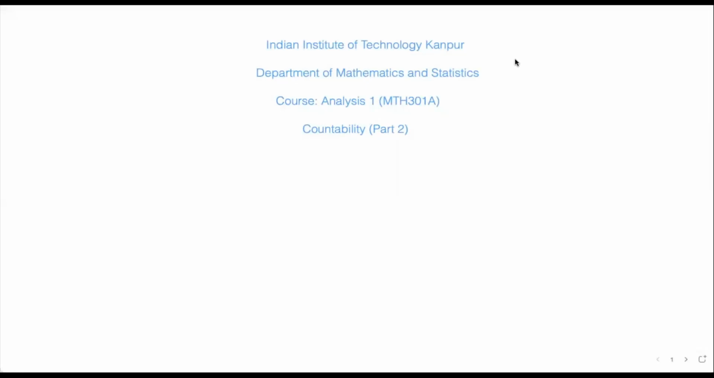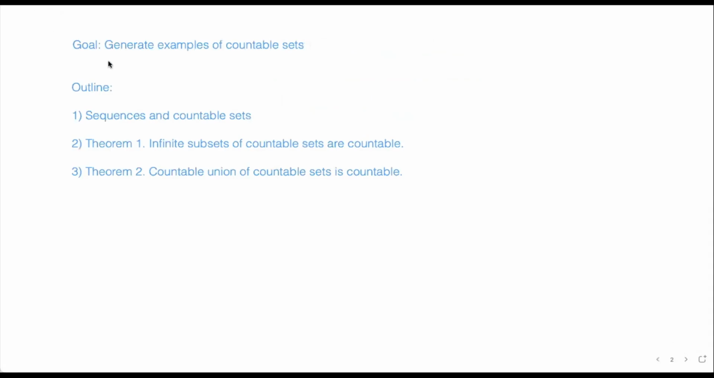In this lecture, we continue our study of countability of sets. So last time we defined what countability of a set is, and also gave an example, that the set of all integers, that is Z, is a countable set. Our goal of this lecture is to generate examples of countable sets. The outline of this lecture is sequences and countable sets. Here we study the relation between sequences and countable sets.